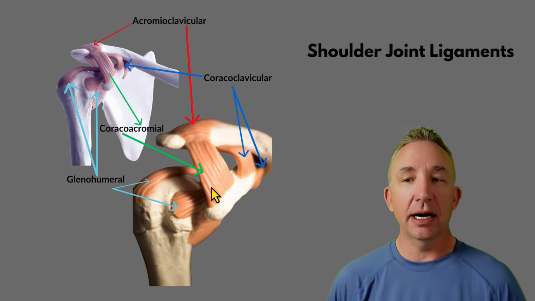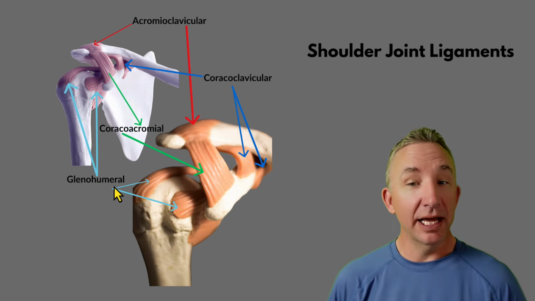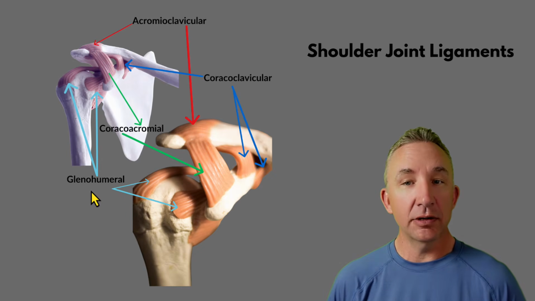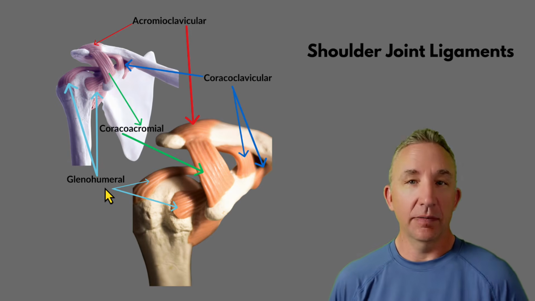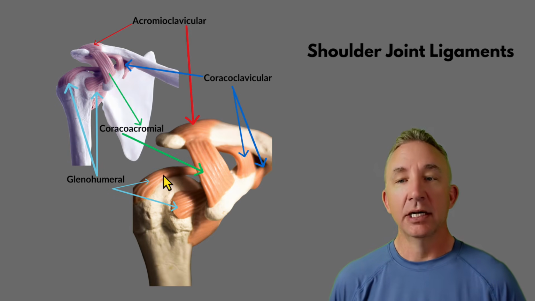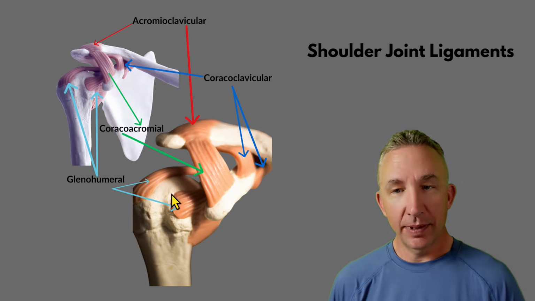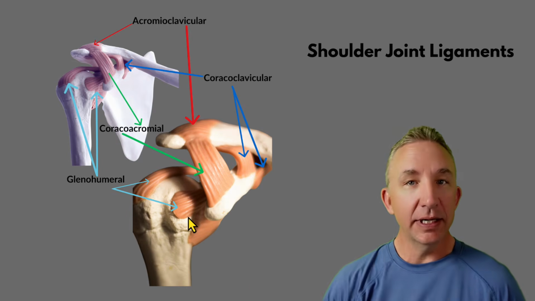So AC on top, coracoacromial, coracoclavicular. And then the last one we'll cover on this is the glenohumeral. And remember, gleno is referring to the glenoid cavity of the scapula, and we're connecting the head of the humerus. So there are 2 pieces to this as we describe it. We're describing where we connect.